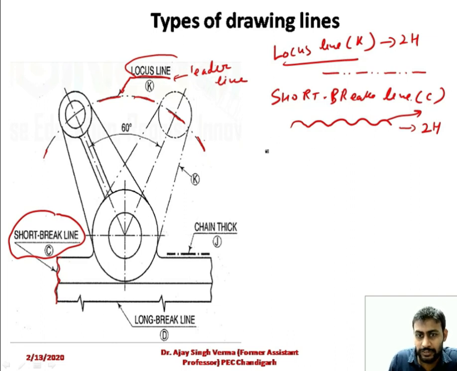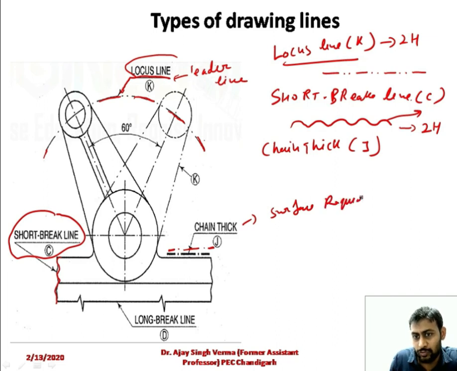Next line, students, is the chain thick line, that is represented with the help of the J line. This one is thick, then dot, then again thick, then dot, then again thick. So this chain thick line represents the surface requirements or treatments required on this particular surface. So we will represent this type of line if any surface requirements are there.